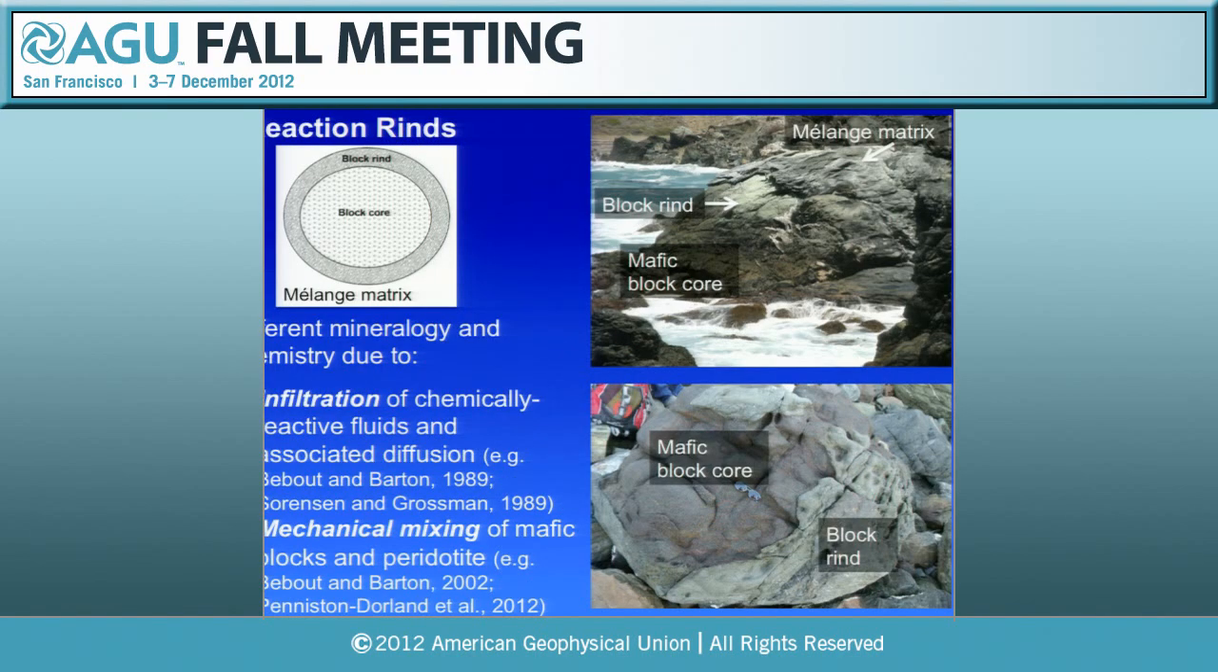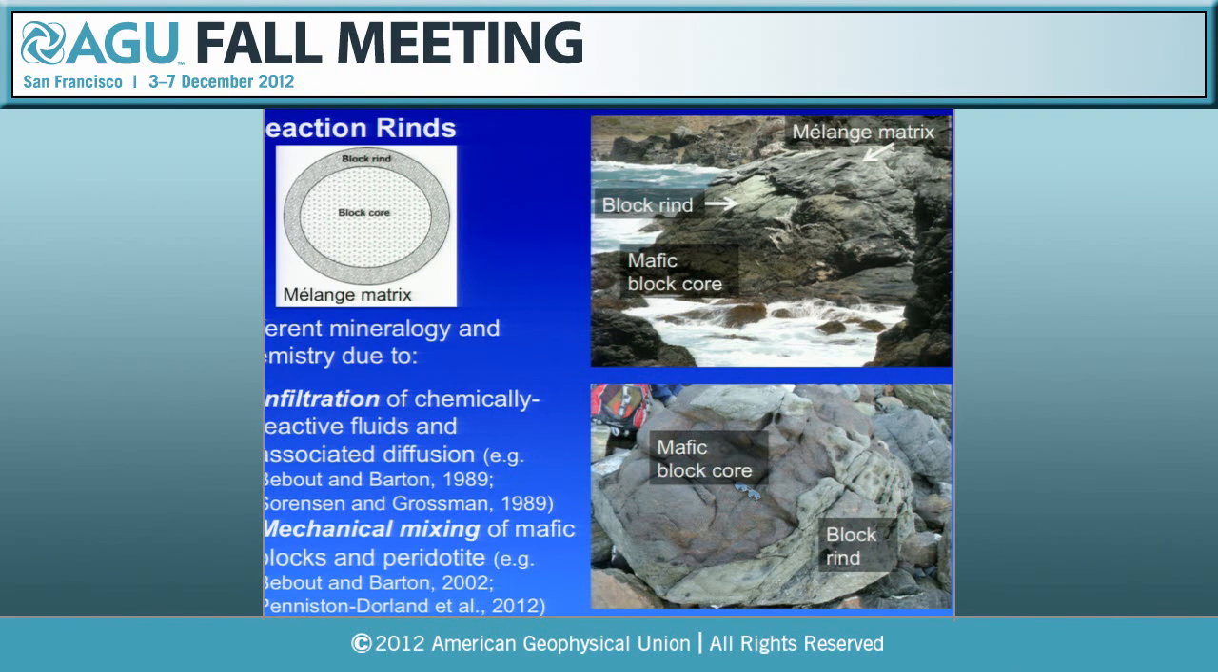I'm going to be talking today specifically about reaction rinds, and these are features that surround many of these block cores. I'm going to be talking about mafic blocks with these reaction rinds. You know, think of a lemon rind surrounding a lemon. The rinds themselves have different mineralogy and chemistry, and the differences have been attributed to two main processes.